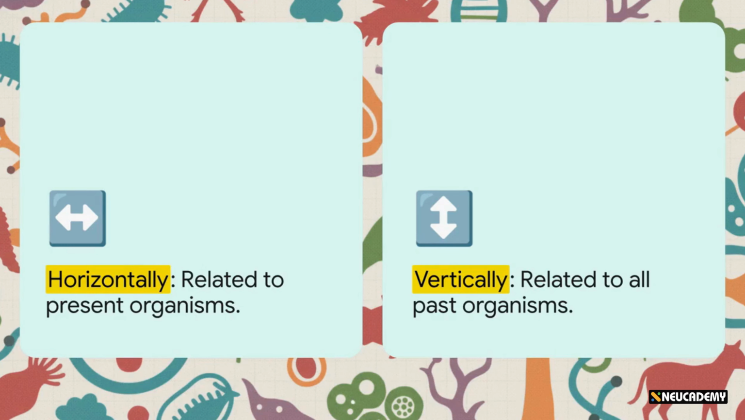And this connection actually works in two staggering dimensions. First, horizontally, meaning all present-day living organisms are related to each other right now. You share underlying biological similarities with the grass outside your window and the birds in the sky. But it also works vertically through time. We are related to all organisms that have ever lived on this earth. It is a continuous, unbroken thread of life stretching way, way back into deep history.